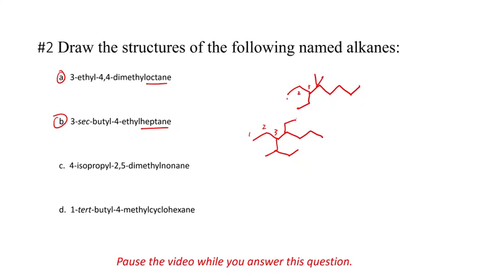Now, there's something interesting about this one. Take a look at this. That is not our longest chain. If we look carefully here, there's a better name that has 8 carbons in it. 1, 2, 3, 4, 5, 6, 7, 8. This actually could have been named an octane.